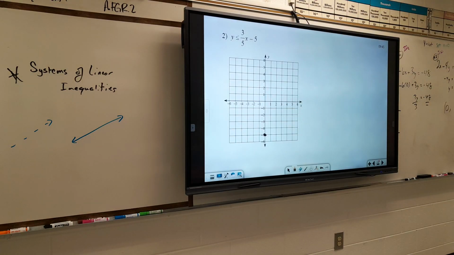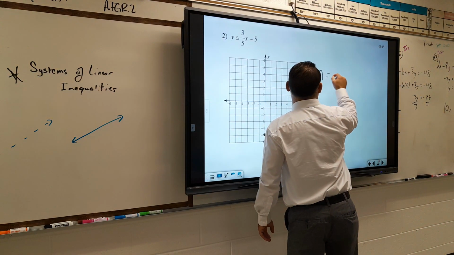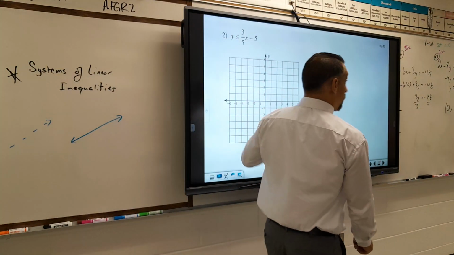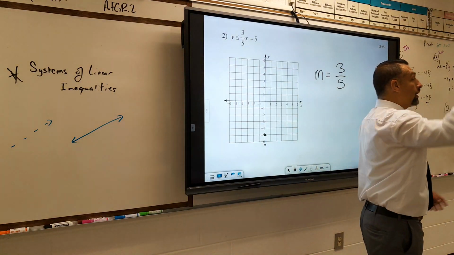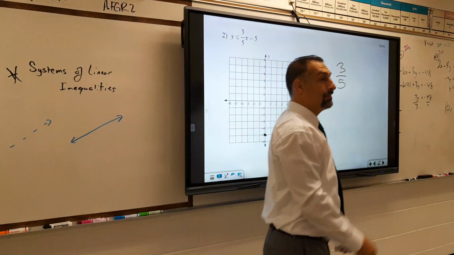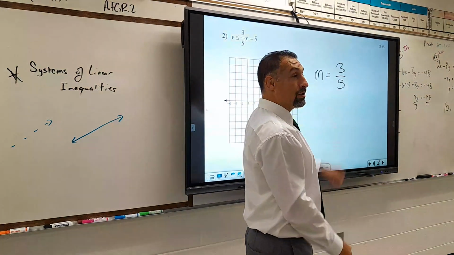What is the slope? Another word is, what is the number in front of x? 3/5? Very good. How do I use the arrows for that? How do we do the arrows on the 3/5?